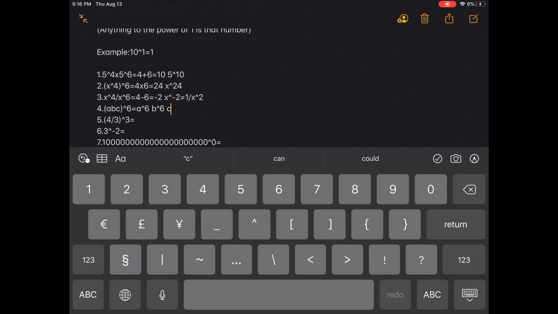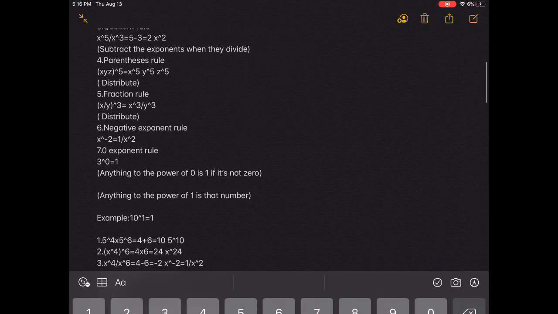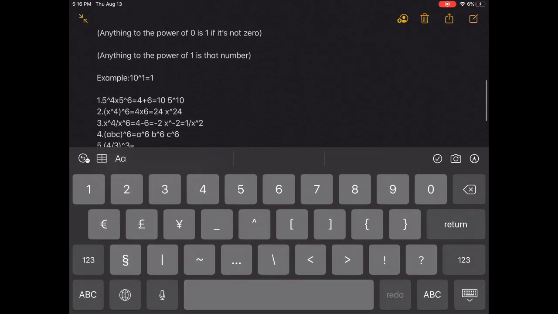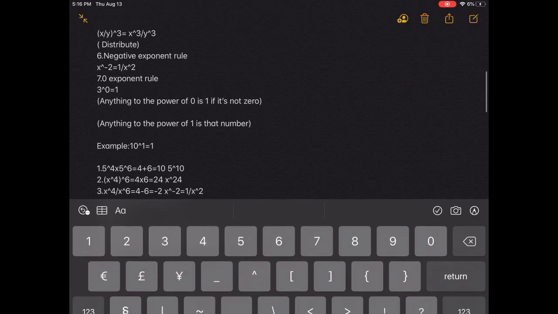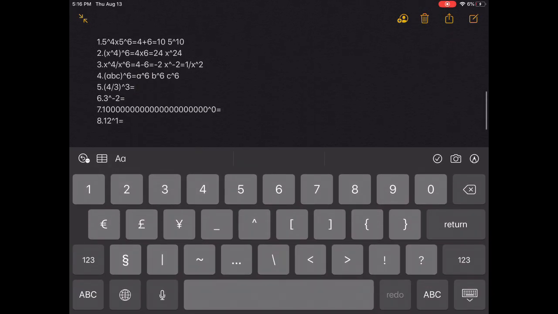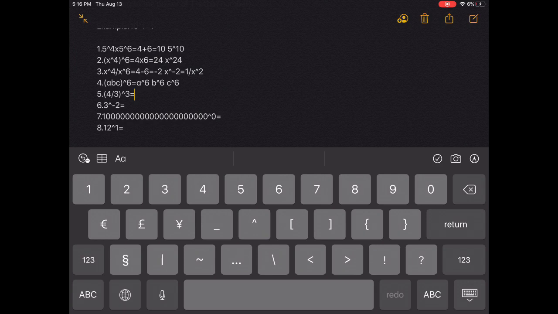So yeah. So for number 5, it says 4 over 3 to the power of 3. So you just do, so the answer is basically 4 to the power of 3 divided by 3 to the power of 3.